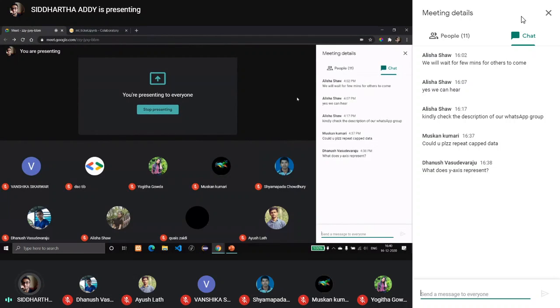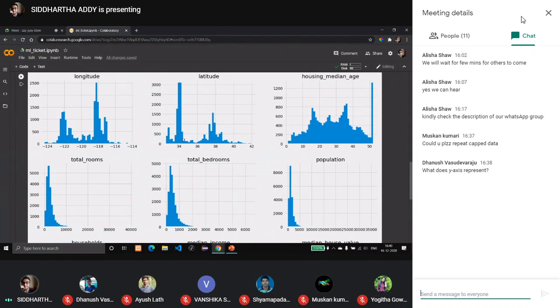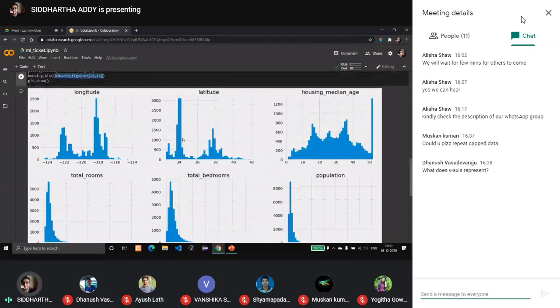Could you please repeat capped data? What does the y-axis represent? Okay, let me explain capped data. Capped data means scaled data. Data which are scaled. Okay.